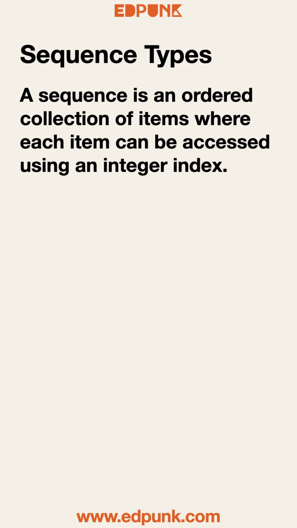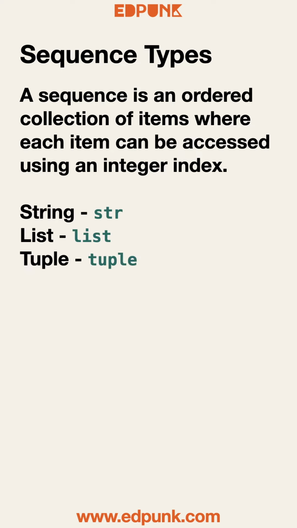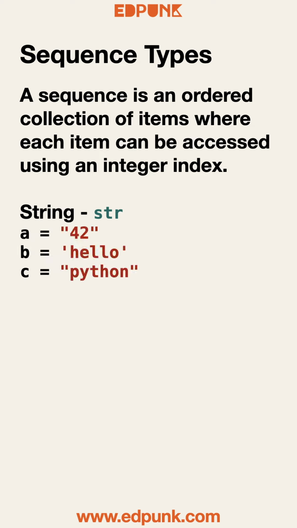The next group of data types are better known as sequence types, as they are ordered collection of items where each item can be accessed using an integer index. String, list, and tuple are the three sequence data types available in Python. A string is a sequence of 0 or more Unicode characters enclosed within a pair of single, double, or triple quotes. Some example strings are '42', 'hello', and 'Python'.